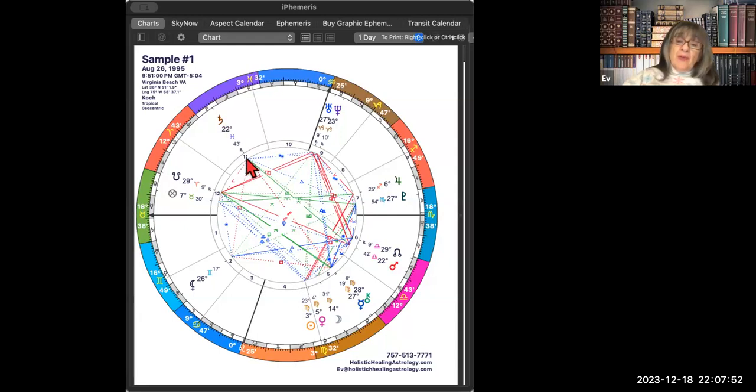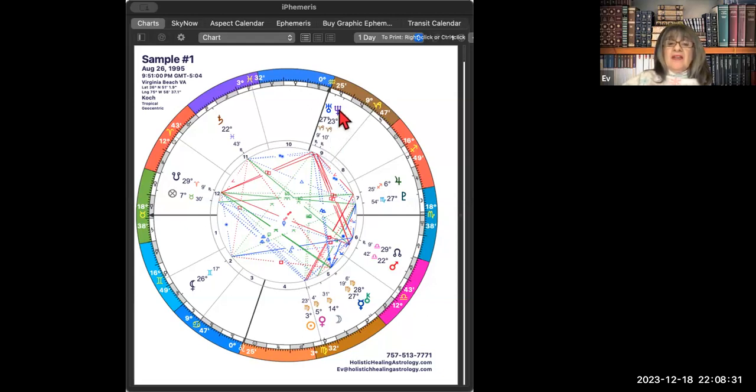And then we have the outer planets, which are the slowest moving planets because they are the furthest planets out. And that will be Uranus, 27 degrees Capricorn, 9 minutes, and it's retrograde. We have to see the retrograde here. That's important. Okay. Retrograde means a little bit of a delay or an inverted type energy.